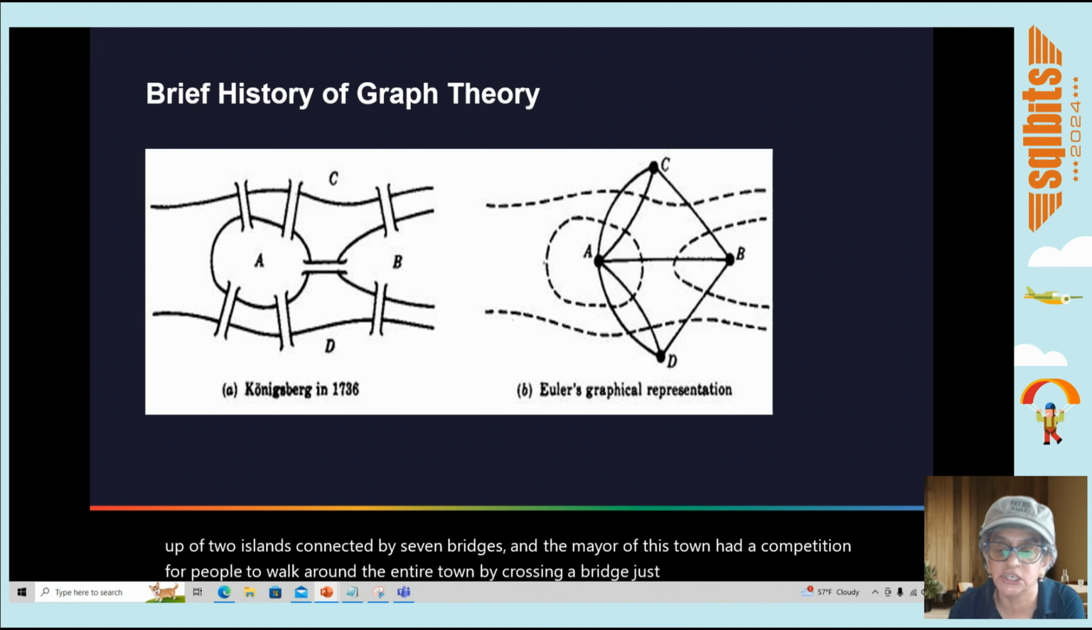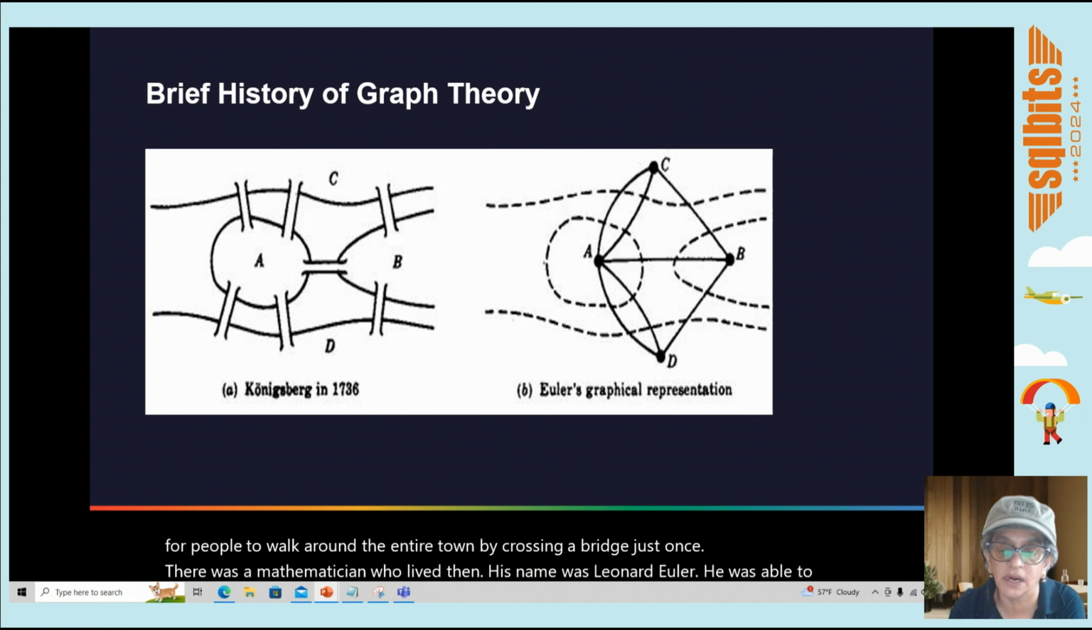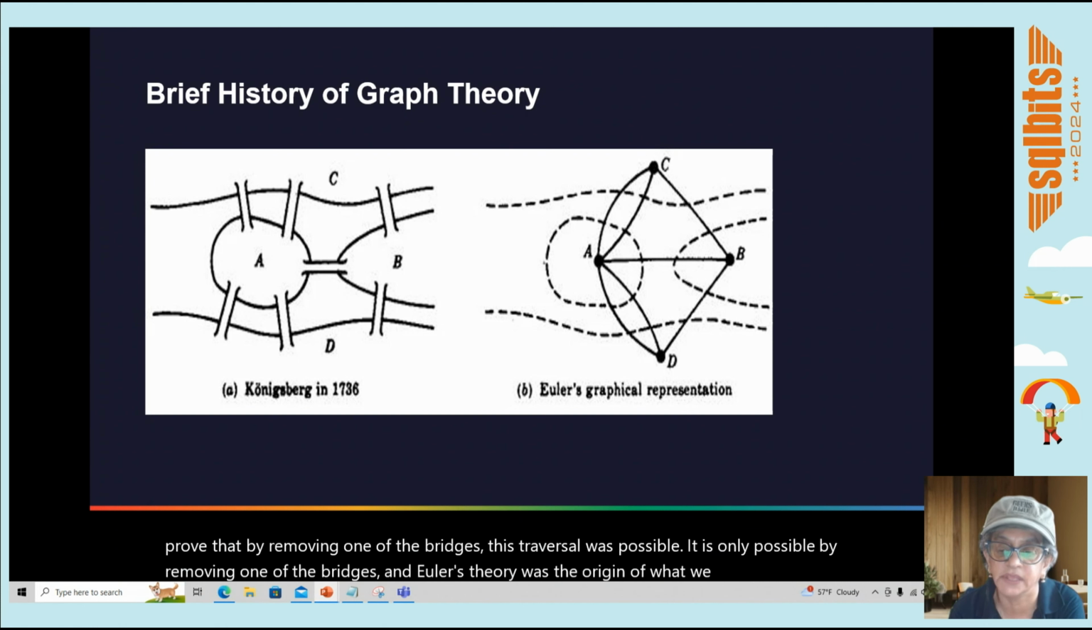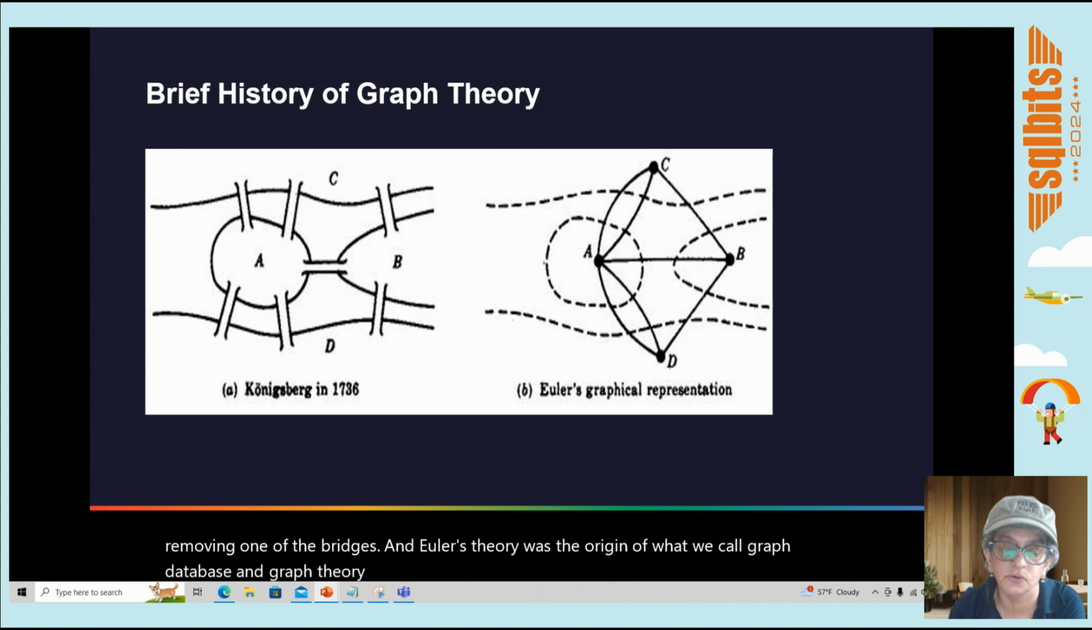There was a mathematician who lived then. His name was Leonhard Euler. He was able to prove that by removing one of the bridges, this traversal was possible. It is only possible by removing one of the bridges. And Euler's theory was the origin of what we call graph theory today. So it goes back to as long as 1736. Graph theory, not graph database. So it's important to remember.